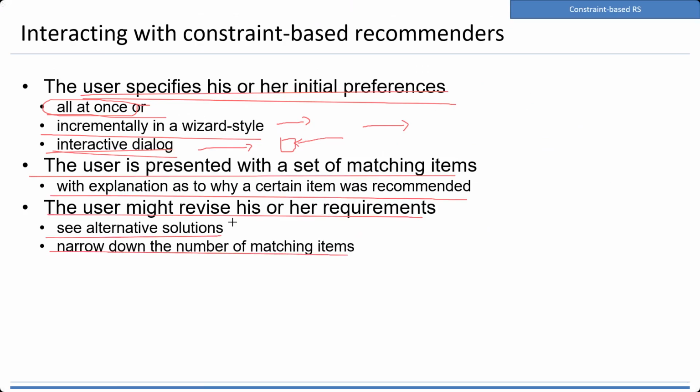For example, if you want to buy a smartphone, maybe once you go to the store, you want to buy a good smartphone, but the good smartphone is very expensive, and you may revise the requirement. Okay, I want to buy a cheaper product. So we will look at the alternative solution. Or, okay, at first I want to buy a smartphone with a pen, but it is so expensive, so maybe I need to give up the pen. So it narrows down the number of matching items to fit the requirement.